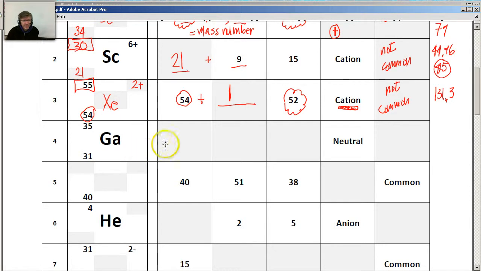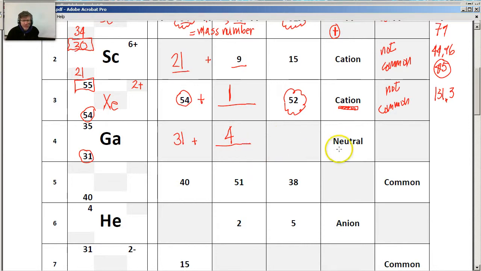Alright, gallium. Number of protons is the atomic number, 31. This number right here, 31. Number of neutrons, ladies and gentlemen, 35 equals 31 plus something. What is that something? Well, you can take 35 minus 31, you get 4. We've got 4 neutrons for gallium.